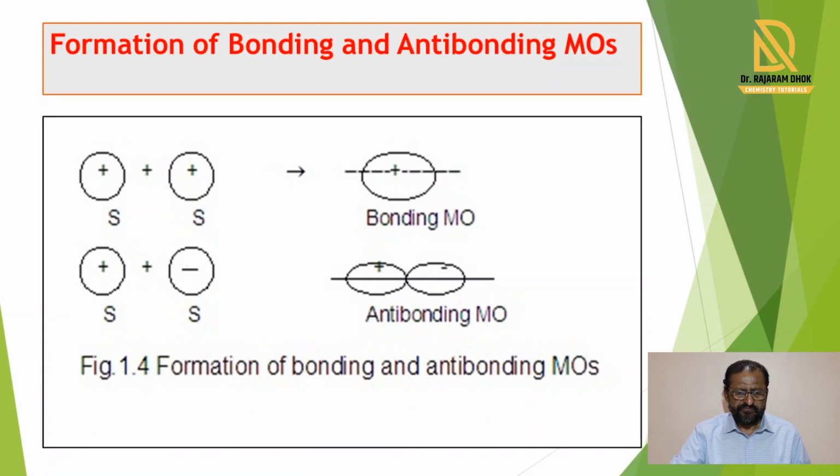In this second diagram, there are also two atomic orbitals. One is s, whose wave function is plus, and the other s orbital has the opposite wave function, that is minus. When these plus and minus wave function atomic orbitals combine, the atomic orbitals repel each other and there is formation of a molecular orbital called the antibonding molecular orbital, as shown in this diagram.